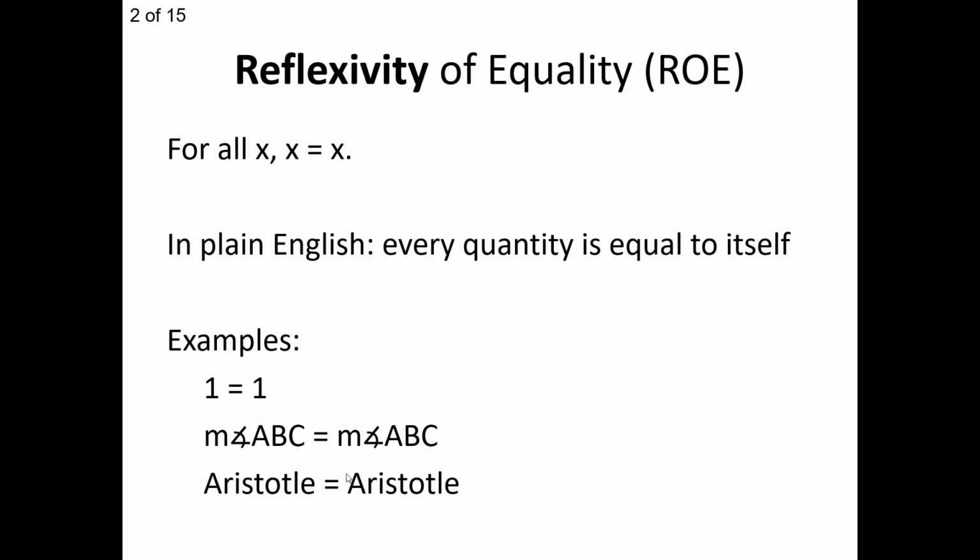Measuring ABC equals measuring ABC. Aristotle equals Aristotle. We'll actually be looking for equalities in our next chapter, chapter 3, and as we hunt down those equalities, what we'll be thinking about is using these. At any point in time, we know a quantity is equal to itself. We're actually going to take full advantage of that, knowing that it's equal to itself. And so reflexivity of equality does come in handy quite often.